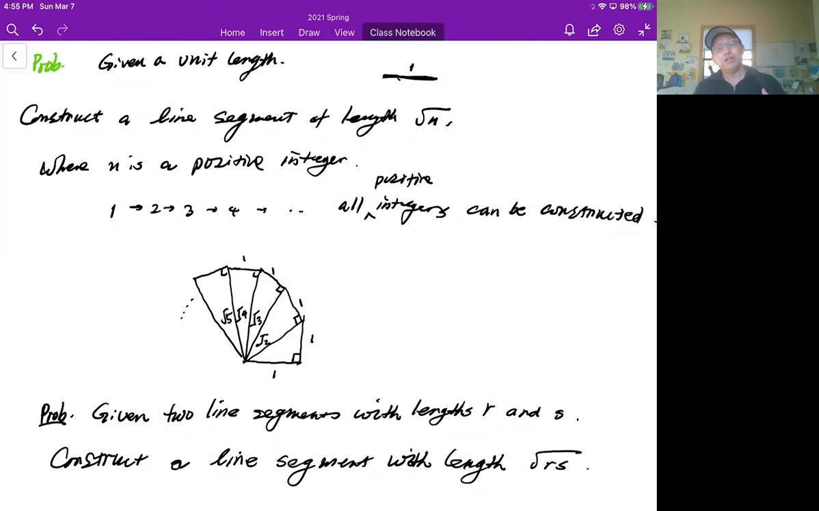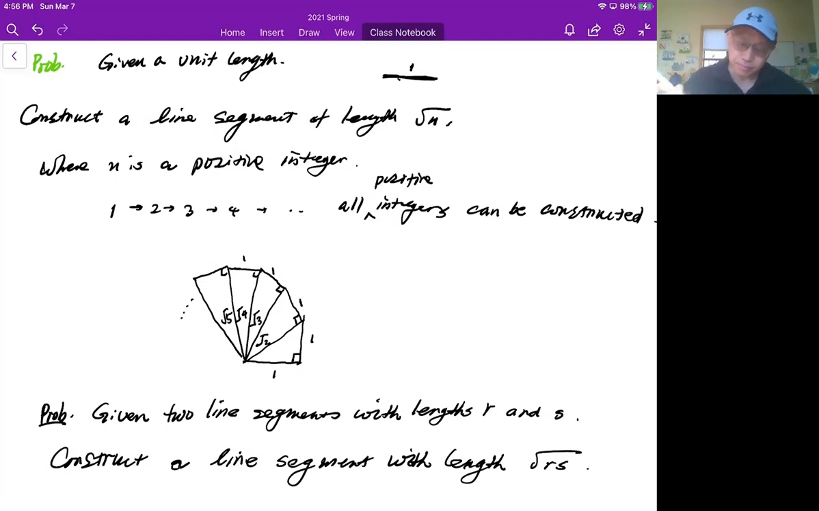Basically, each time you draw the next right triangle with another leg of 1, the unit length. The leg has the unit length of 1, and so the hypotenuse will be square root of 2, square root of 3, 4, 5, 6, and to infinity. So far, all the square roots are constructible. Does it make sense? For any integer, I can construct the square root of that integer. So that's a geometric construction.